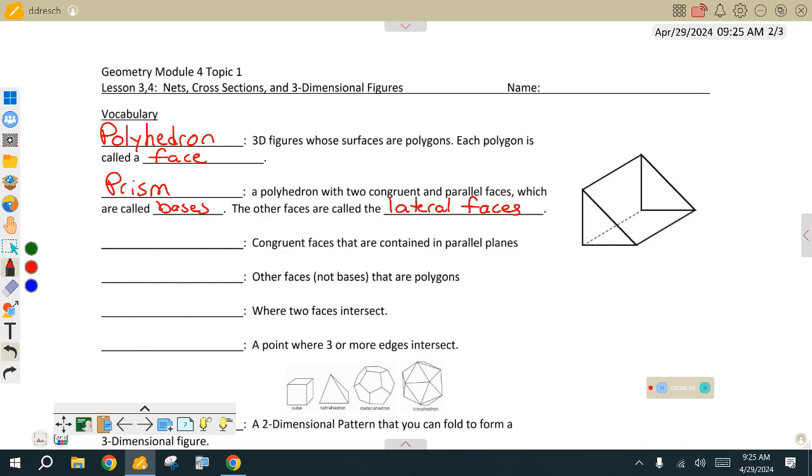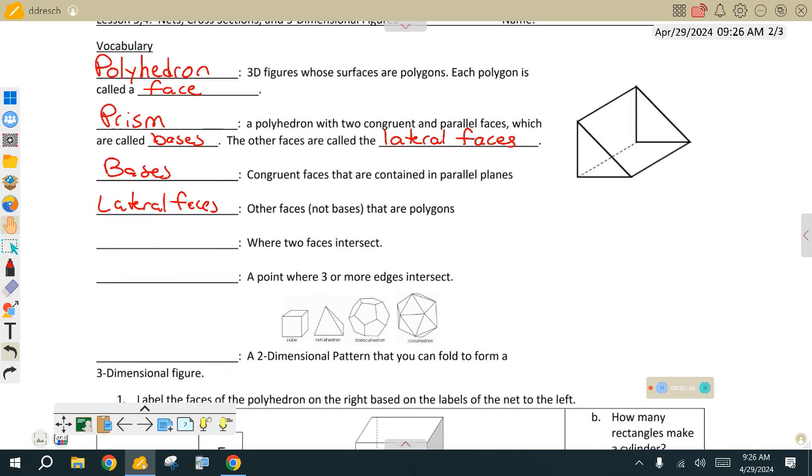Okay? Now, from there, congruent faces that are contained in parallel planes. I think that's just repeating my basic part of things. Make sure I'm reading that right. Yeah, I think that's just saying bases again. I don't know why it's saying bases again. And then lateral faces. I don't know why that's repeated. A little confused myself there. But yeah, I think that's repeating those two things again. So the other faces that are not the bases are those lateral faces.